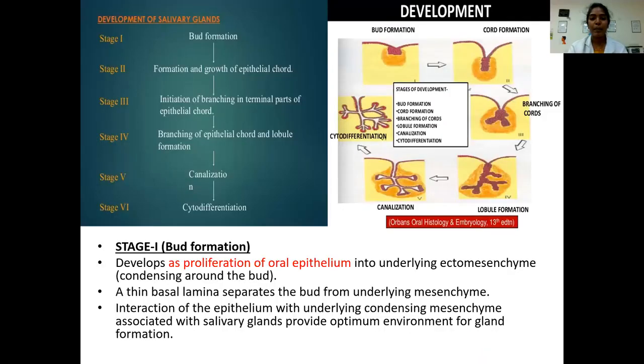Stage 1, which is the bud formation. It develops as proliferation of oral epithelium into underlying ectomesenchyme. A thin basal lamina separates the bud from the underlying mesenchyme. Interaction of the epithelium with underlying condensing mesenchyme associated with salivary gland provides optimum environment for the gland formation.